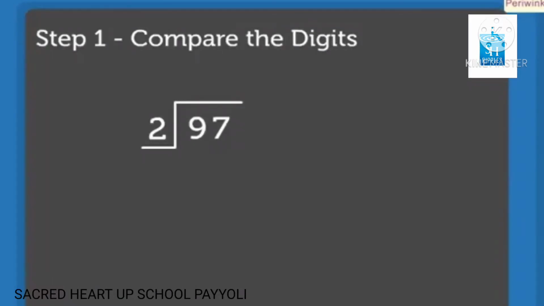So step 1 is to compare the digits. We compare the leftmost digit of the dividend with the divisor. Here the leftmost digit is the digit in the tens place, that is 9. So 9 is greater than 2 and therefore we can divide 9 by 2.